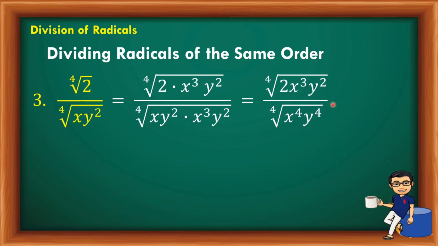So, perfect fourth root na ito. So, ito na yung magiging sagot. So, kopyahin na lang natin ito kasi hindi na siya perfect fourth root. Pero ito perfect fourth root kaya naging x na lang. Ang y to the fourth, perfect fourth root kaya y na lang. And that gives us the answer. So, that's about dividing radicals of the same order.